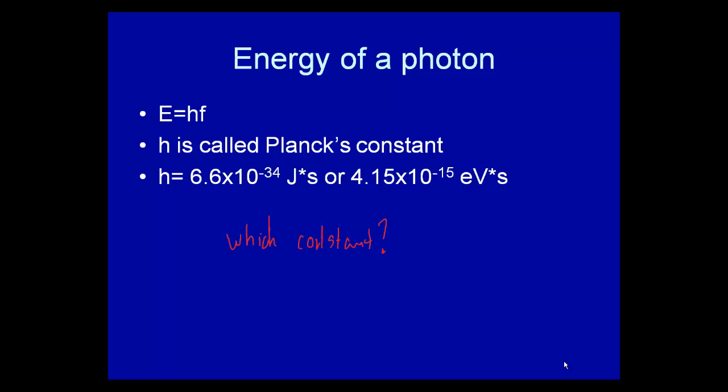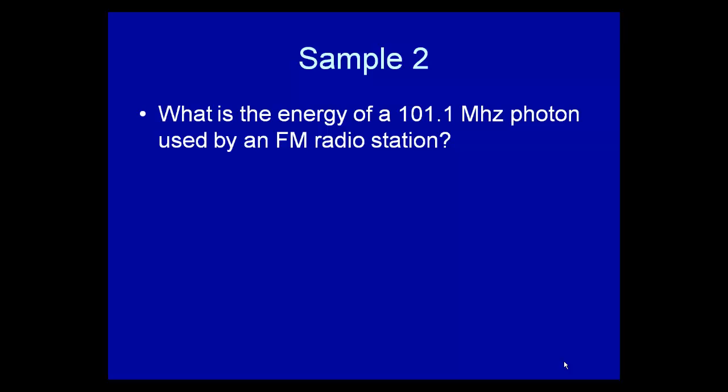Now, which constant do you use? Well, that depends on what you're given in the equation. If you're given joules or something that will lead to joules, use the 6.6 number. If you're given electron volts, or if you're looking for maybe small amounts of energy, then maybe the electron volt one makes more sense. If they don't specify, you can give it in either one.